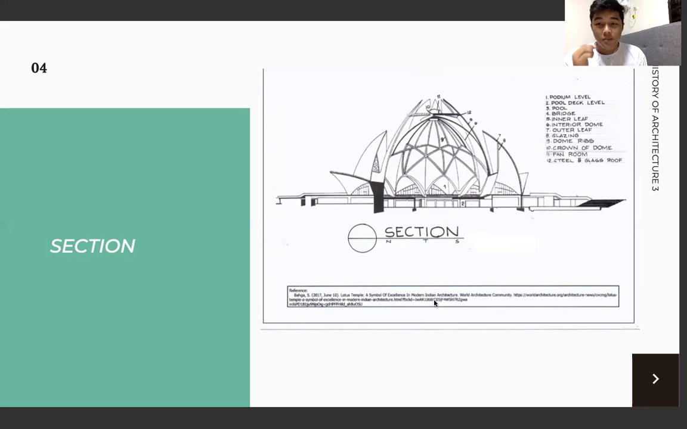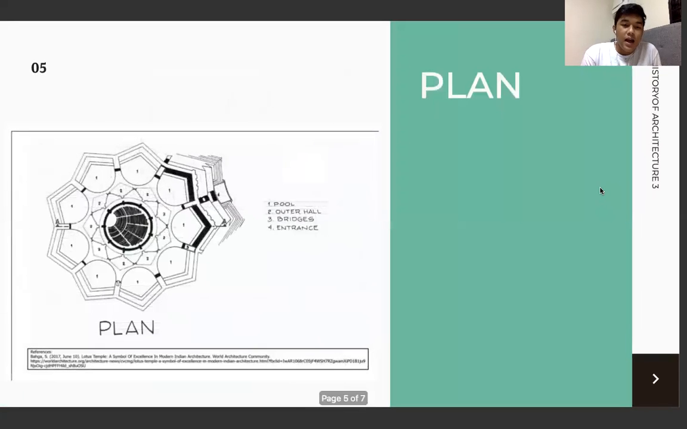Number 5 is the inner leaf, the interior dome. We will see it later in our architectural terms and interior: dome, ribs, crown of dome, fan room, steel and glass roof. Next, let us move on to our plan.